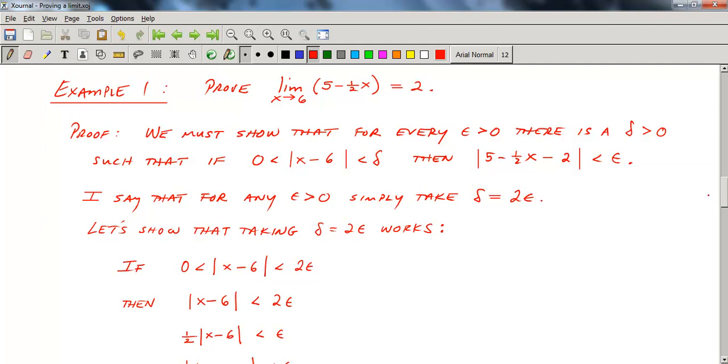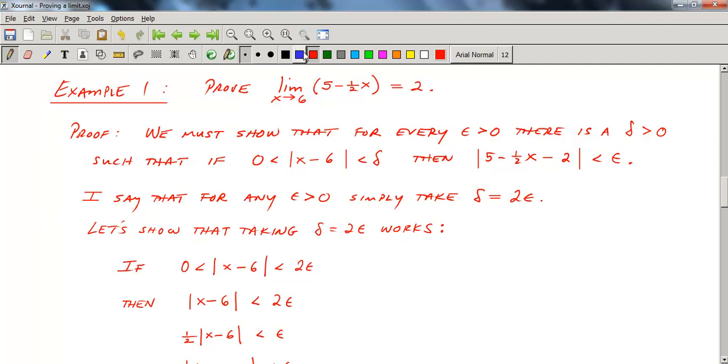Now, I'm just pulling this out of the air for the time being. I say that for any epsilon that might be named, any positive number no matter how small, simply take delta to be twice epsilon. You'll see in a few minutes why I've chosen that, but let's show now that choosing delta to be 2 times epsilon actually works.